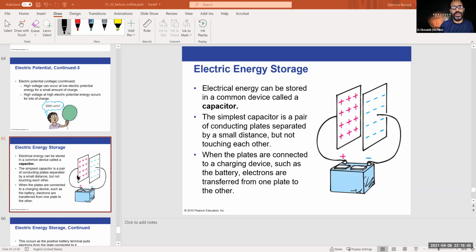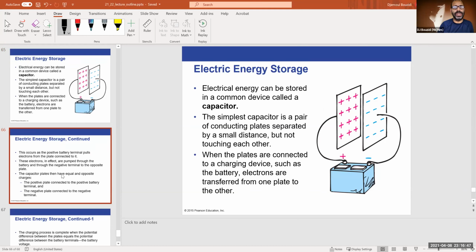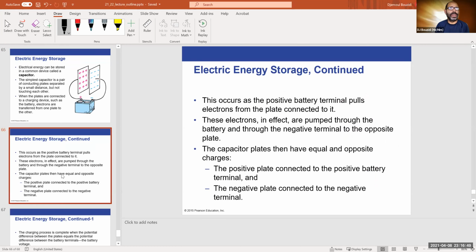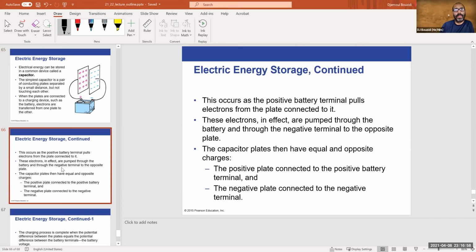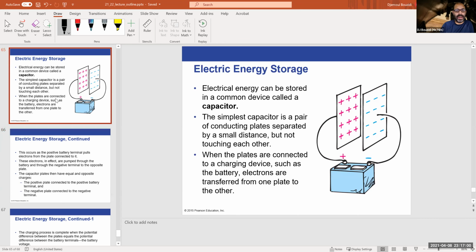Okay, so this is how the capacitor works. You store energy in it, and they're also used extensively in signals. When you try to send signals, they're in AC current, and capacitors are used there too.